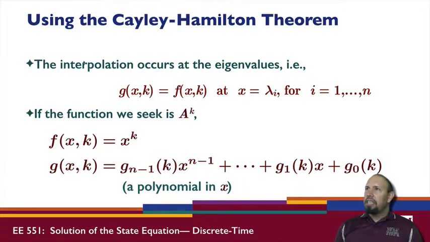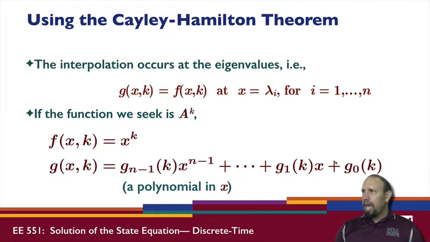Basically the interpolation occurs at the eigenvalues. That is, these two functions are equal to each other at the values of x that are the eigenvalues of A. So in general, for an nth order matrix, we'll have n eigenvalues. And so the function that we seek is f of x. In this case, the function that we seek is x to the power k. And so our function is of this form.